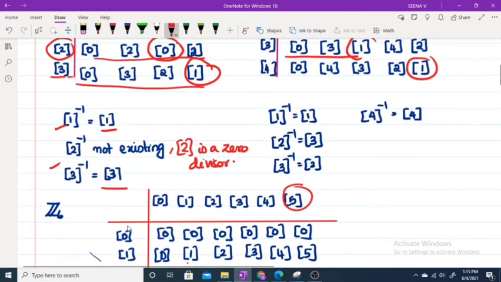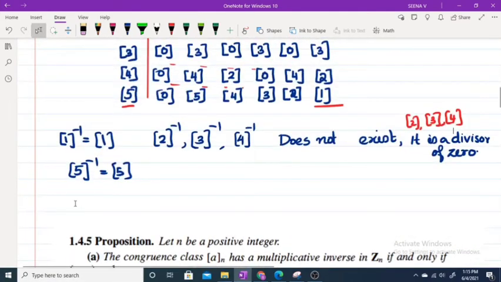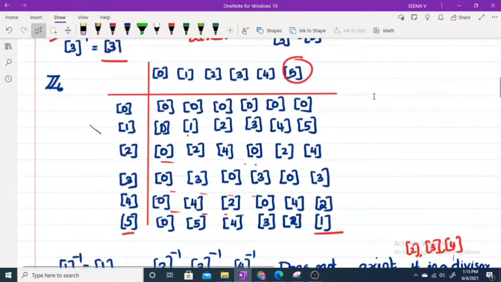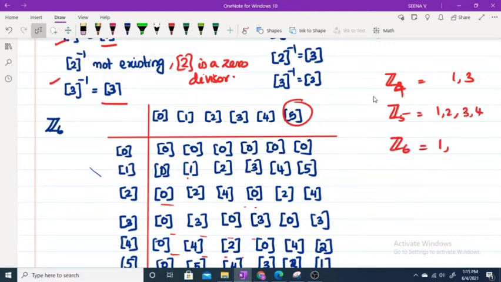So in Z4, inverse exists for 1 and 3. In Z5, inverse exists for 1, 2, 3, 4. And in Z6, inverse exists for 1 and 5.